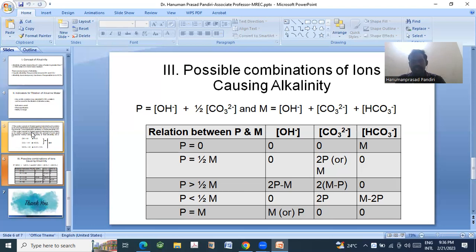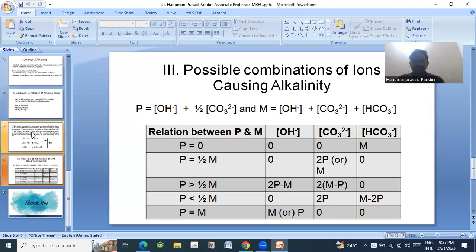And in the titration, you may observe P less than half M. That means phenolphthalein alkalinity is less than half of methyl orange alkalinity. In this case, the OH minus concentration should be 0. Then only this relation is valid. P is less than half M only when OH minus concentration is 0. Let's substitute OH minus concentration as 0 in both P and M.